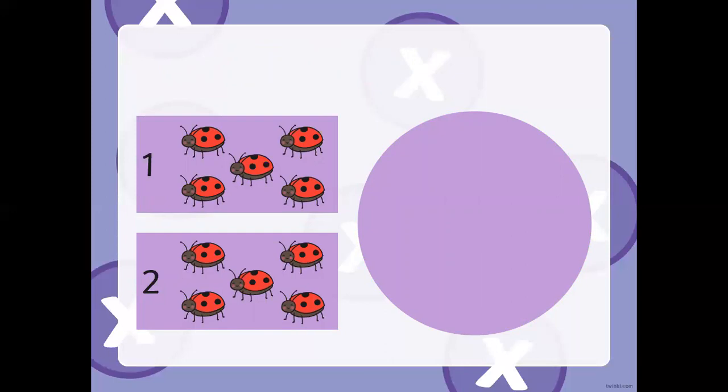Okay, now the ladybirds. Here we can see we've got 1, 2 groups. And in each of those groups, we've got 1, 2, 3, 4, 5 ladybirds. So there are 2 groups, and in each group are 5 ladybirds. Pause the video and have a go at writing down that number sentence.